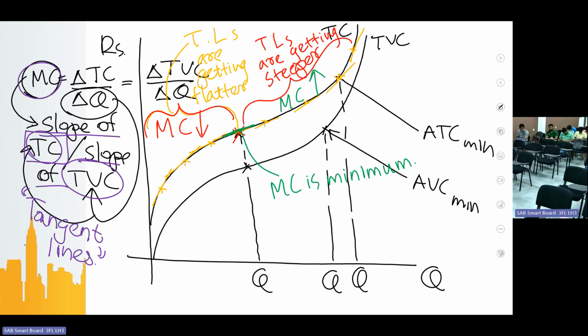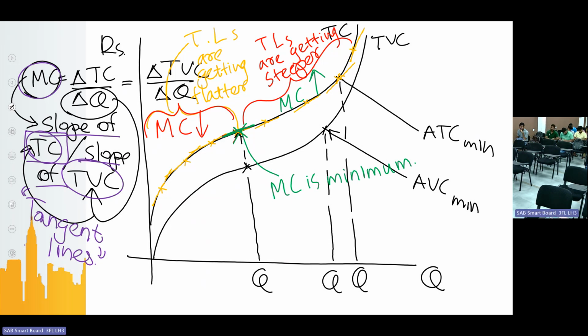Initially, the total cost curve is increasing at a decreasing rate up to this point. After that point, the total cost curve is increasing at an increasing rate. So the boundary point is here. That is the point where MC is minimum.